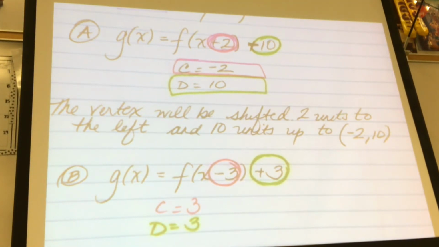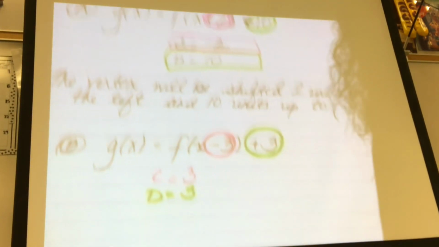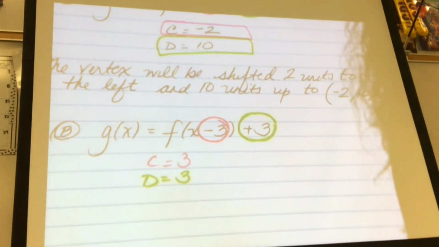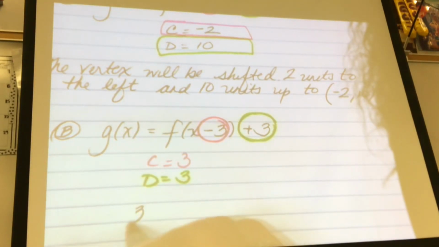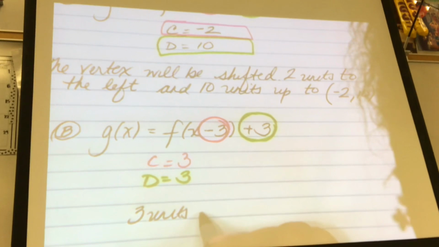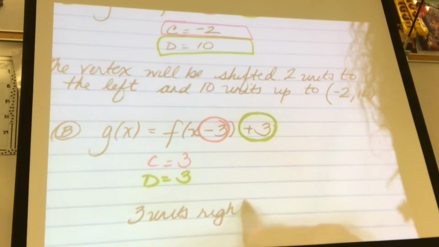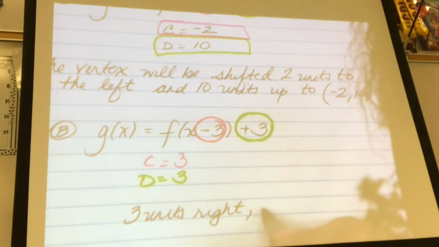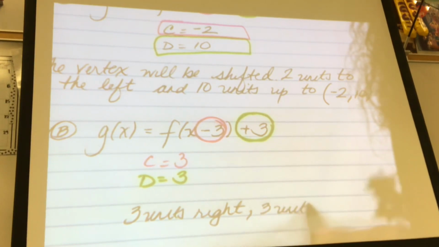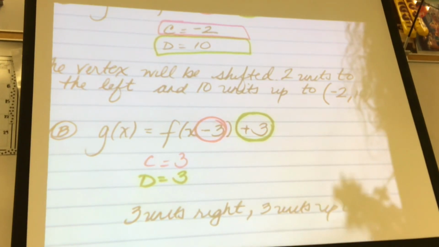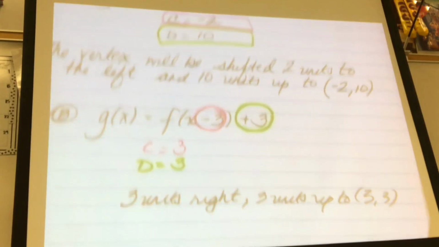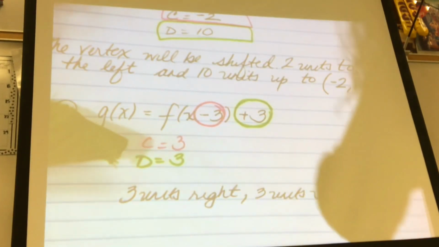Mina, read me the sentence that you would write on tonight's homework. What would you say? Three units to the right, 3 units up. What do you guys think? Doable? All right.